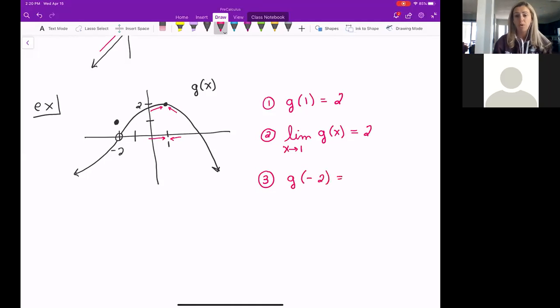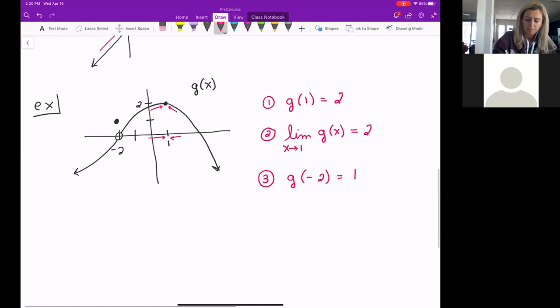Again, this is an Algebra 1 question. This is when x does equal negative 2, what is the y coordinate? So when x does equal negative 2, the y coordinate, there's not a point there on the line part, but it's up above. So when x does equal negative 2, the y coordinate is a value of 1.